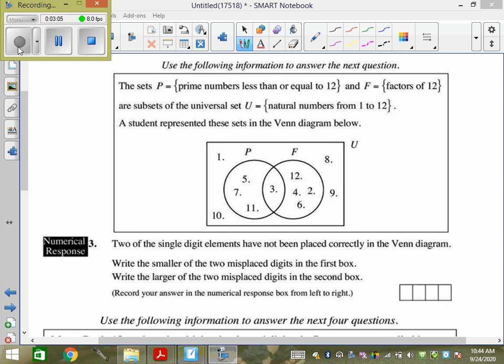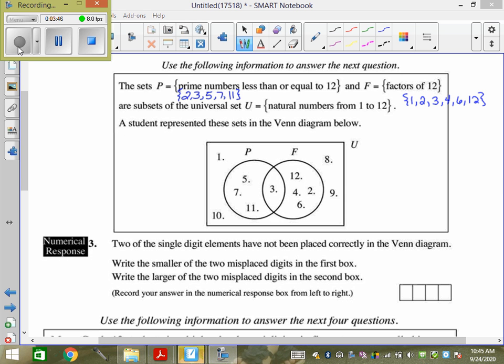So P are the prime numbers less than or equal to 12. Where does prime number start at? 2. It's my only even. So 2, 3, 5, 7, 11. Factors of 12 are 1, 2, 3, 4, 6, 12. U are the natural numbers from 1 to 12. So 1, 2, 3, 4, 5, 6, 7, 8, 9, 10, 11, 12. Okay? Now, in the box, I need to contain all of the universal set numbers.